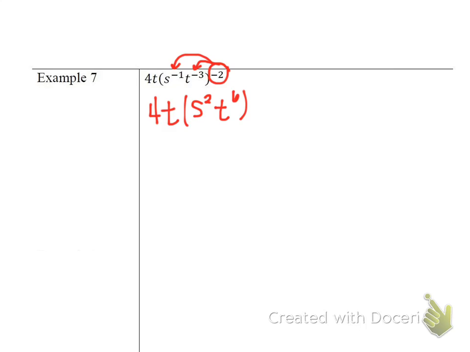So we need to multiply everything that's left over. Is there anything to multiply 4 by? No, so it stays 4. Is there anything to multiply s with? No, so that's s to the 2nd. T to the what? To the 7th. Because this is a t to the 1st power. So when you add the exponents, it gives you 7.